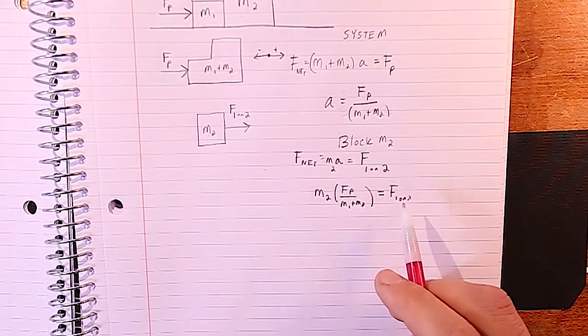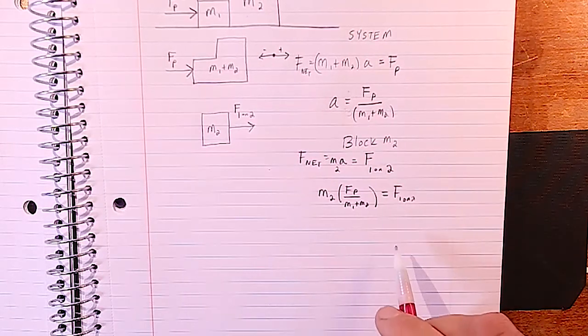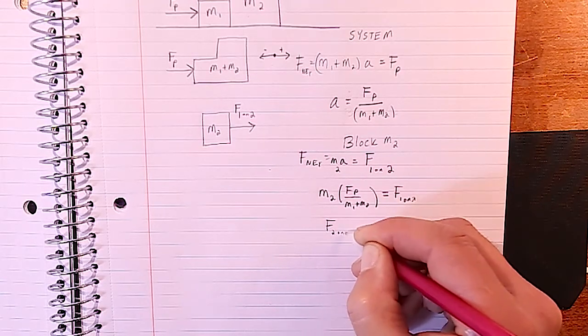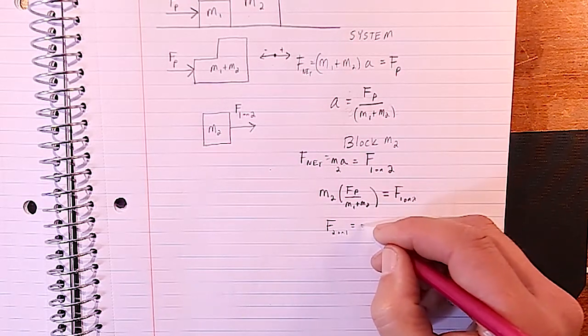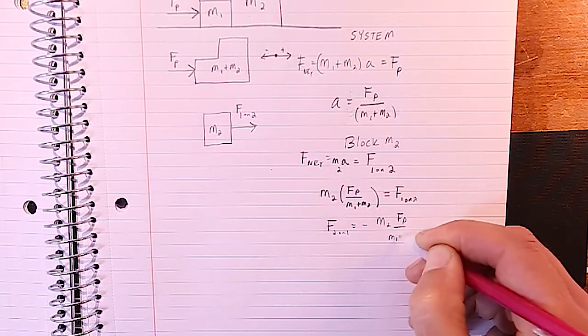Now, the question was, how much does mass 2 push on mass 1? Well, these are equal and opposite forces. So how much does F2 push on 1? That's just going to be negative M2 Fp over M1 plus M2.